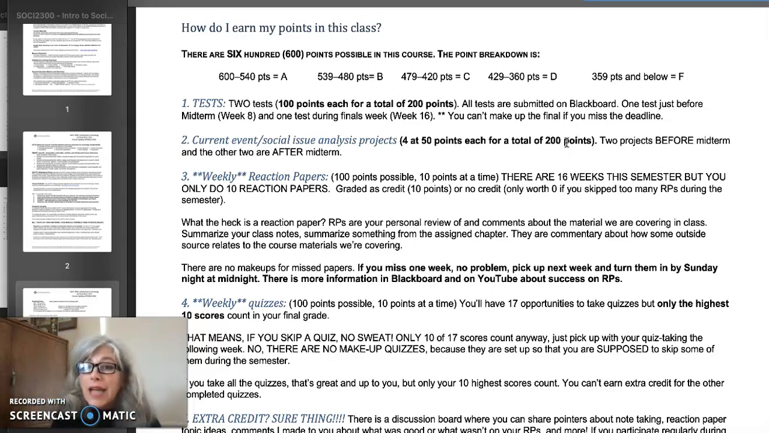And you can't make it up because you only have to do 10. So if you don't do one by the time the reaction paper link disappears, that means you have skipped that week and you will do one the following week.